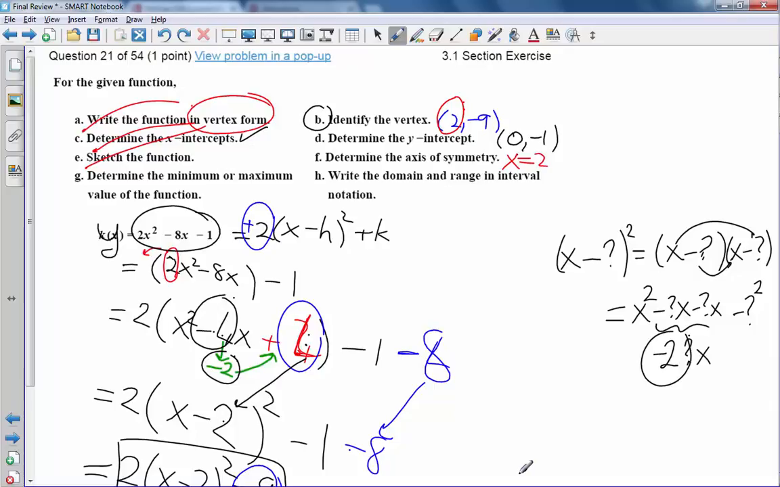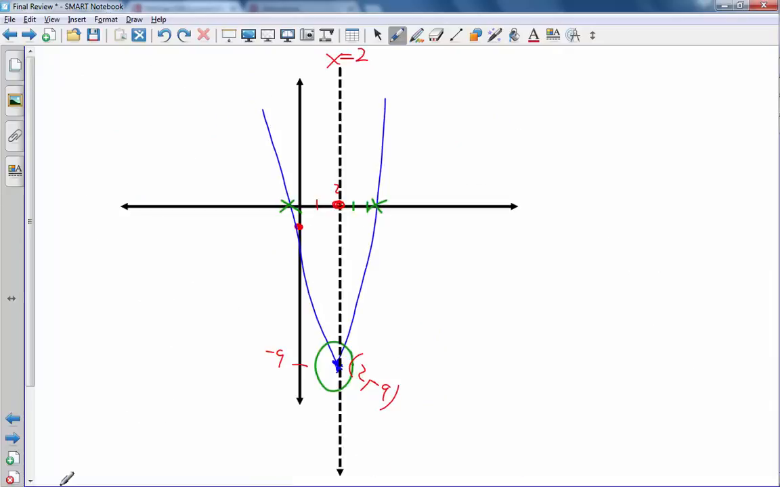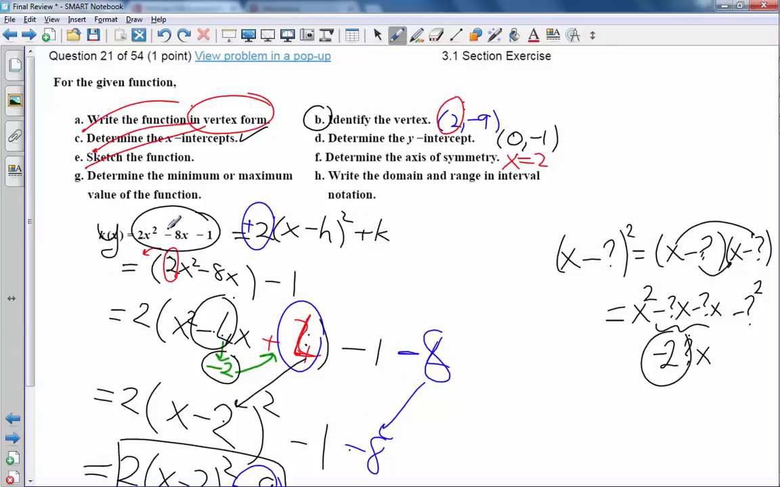Minimum or maximum? What does this function have from the picture? It has a minimum. What is that value? The minimum value is the y coordinate this time. For axis of symmetry, you consider the x coordinate. For minimum or maximum value, you consider the y value. This is negative 9.